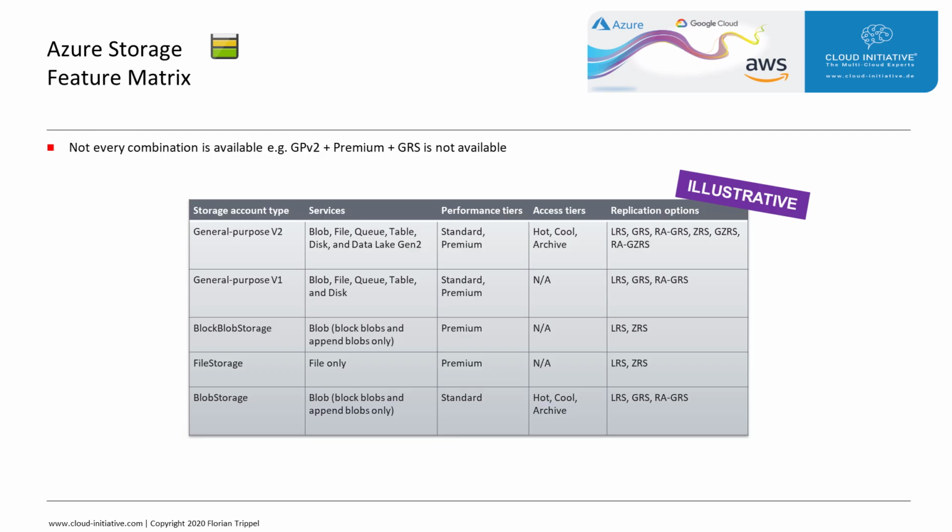To clean things up a bit, here's an overview of the various parameters of storage accounts we have just discussed. Note that not all options are valid options. For instance, when we have a general purpose V2 account, we cannot choose premium storage together with geographically redundant storage at the same time.